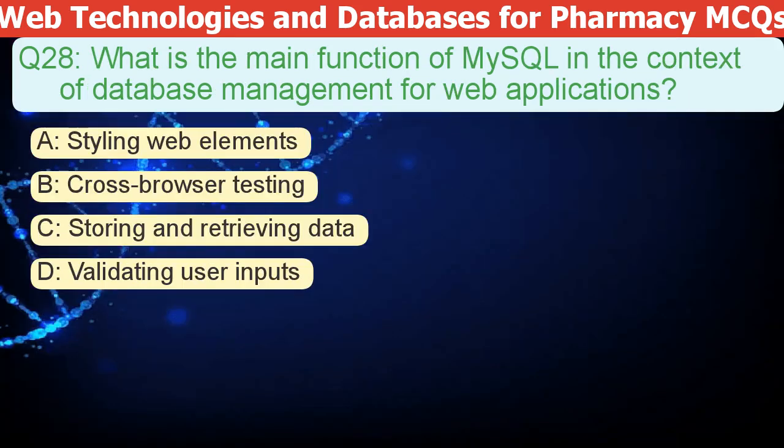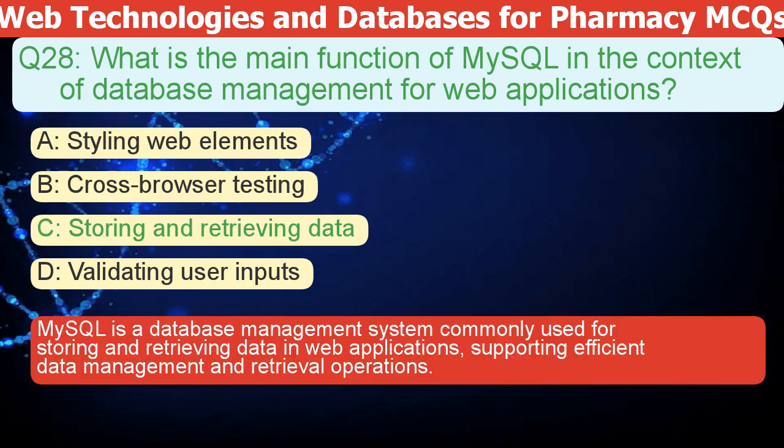What is the main function of MySQL in database management for web applications? A. Styling web elements. B. Cross-browser testing. C. Storing and retrieving data. D. Validating user inputs. The correct answer is C. MySQL is a database management system commonly used for storing and retrieving data in web applications, supporting efficient data management and retrieval operations.